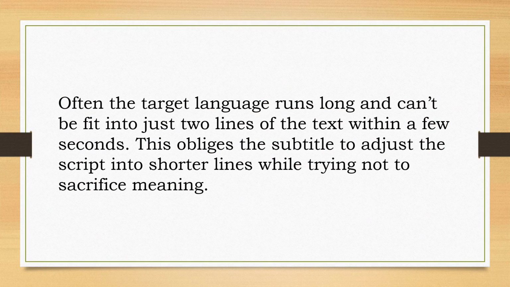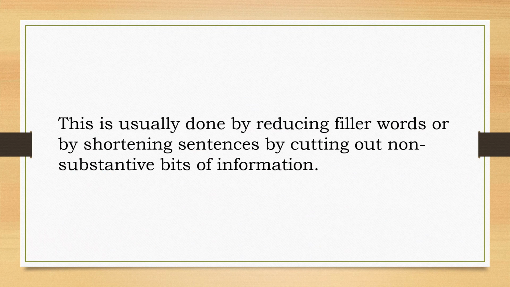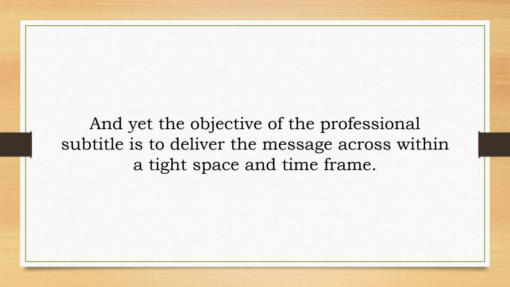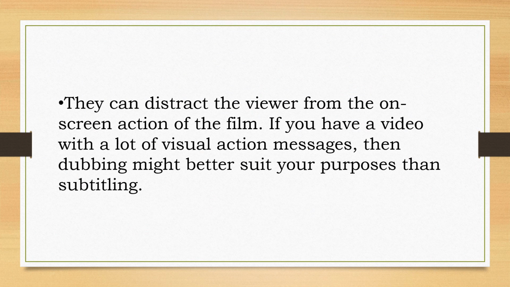Often the target language runs long and can't be fit into just 2 lines of text within a few seconds. This obliges the subtitler to adjust the script into shorter lines while trying not to sacrifice meaning. This is usually done by reducing filler words or by shortening sentences by cutting out non-substantive bits of information. Bilinguals often complain that the translations of videos aren't faithfully accurate, with a keyword or a section cut out entirely here and there. And yet the objective of the professional subtitler is to deliver the message across within a tight space and time frame. They can distract the viewer from the on-screen action of the film.